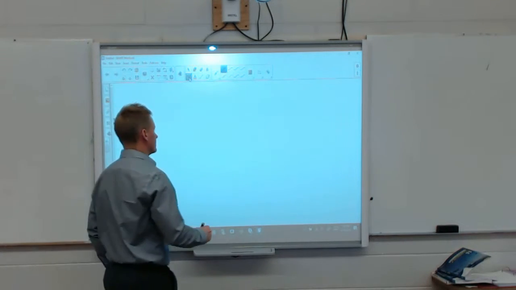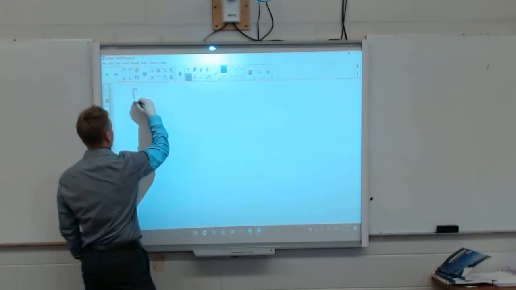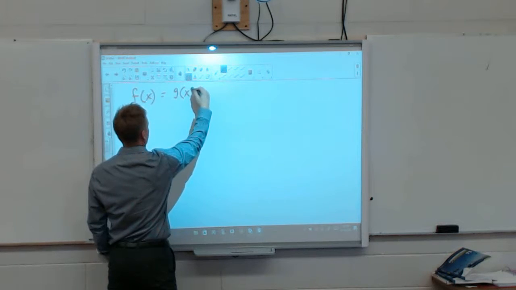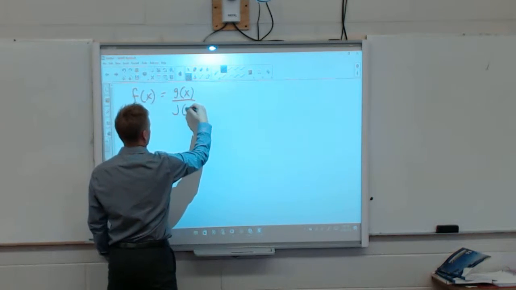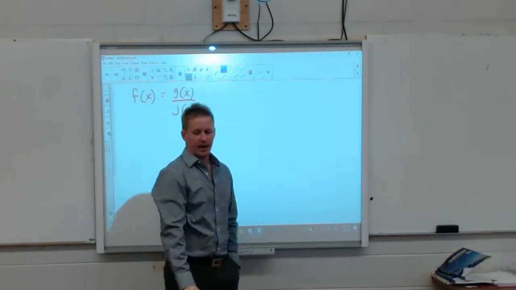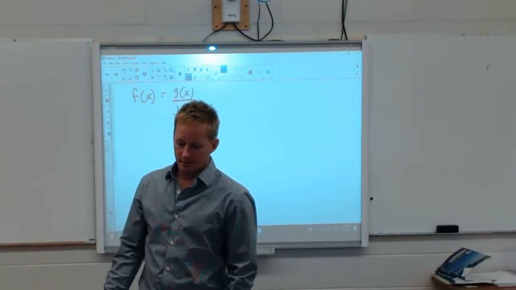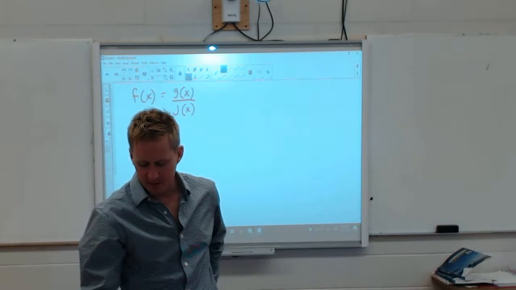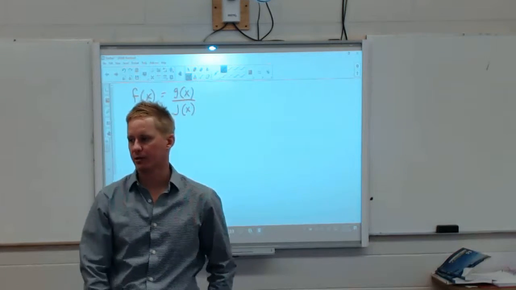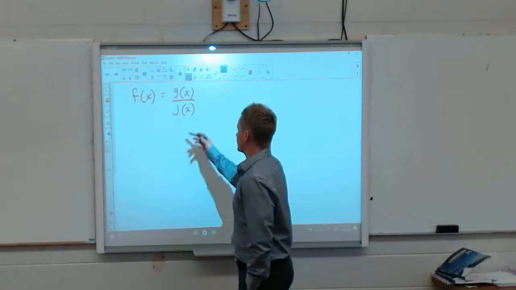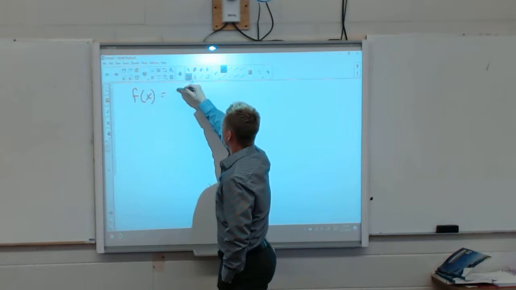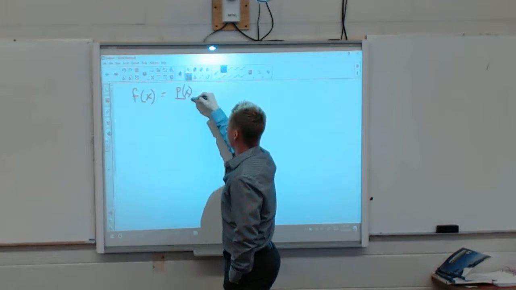Rational functions. Rational functions are functions in which you use y equals p of x over q of x, where p of x and q of x are polynomial expressions. And q of x can't equal 0. So I'll just change that. So that's p of x over q of x.